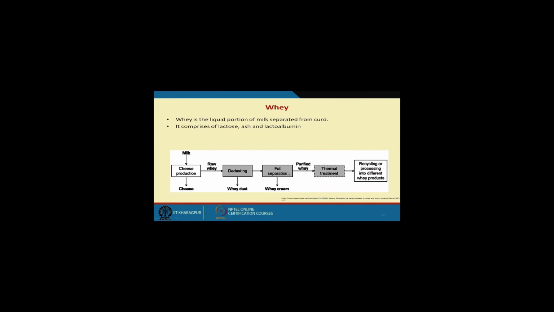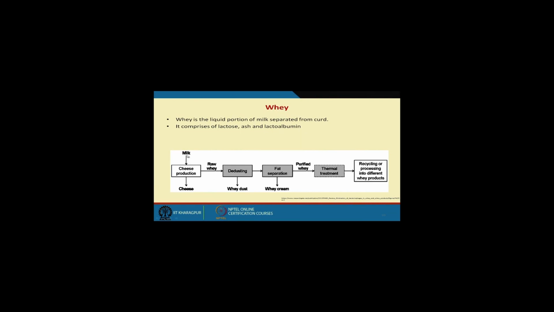Of the components of the milk, we have 20% whey and 80% casein. When the curd making process takes place, we get the whey in the form of liquid, and the curd is usually in solid form. This is how it looks, so you can easily visualize from here the curd, and you can distinguish the whey and curd. The solidified material is like this. Now the whey is the liquid portion of the milk separated from the curd. It comprises lactose and lactoalbumin.